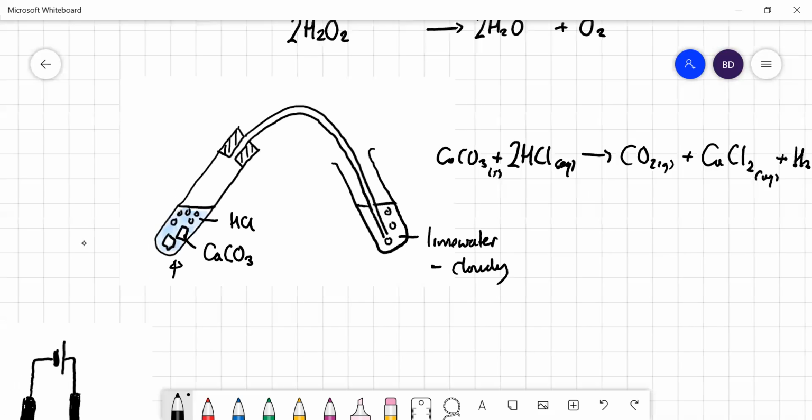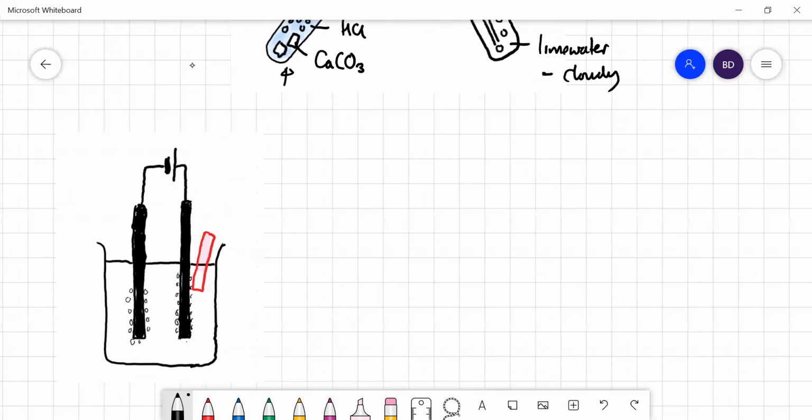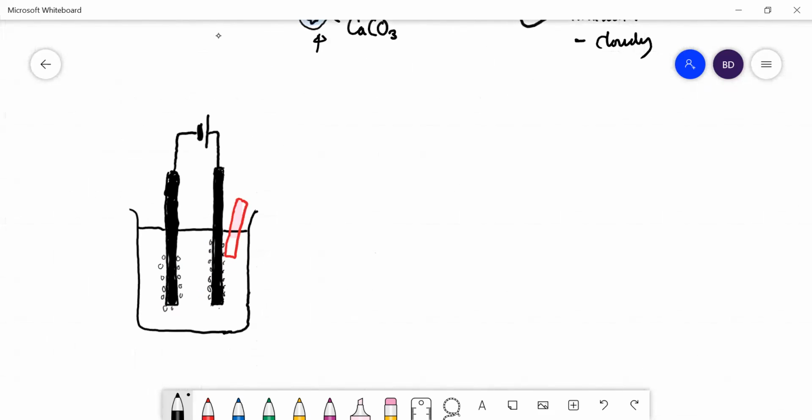Okay, the last one is chlorine. Now you come across that in the electrolysis topic. So what I've got here is sodium chloride solution, and we're going to electrolyze it. And now at the negative electrode here, you're going to get hydrogen gas. We're not really interested in that. Okay, not testing for that. And at the positive electrode, you get chlorine produced.